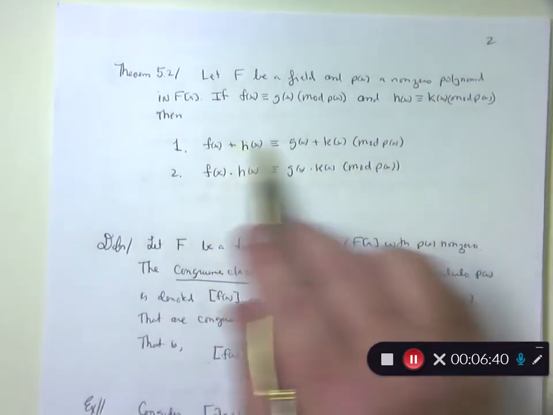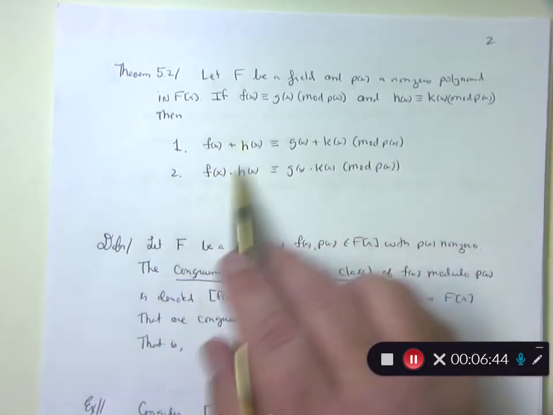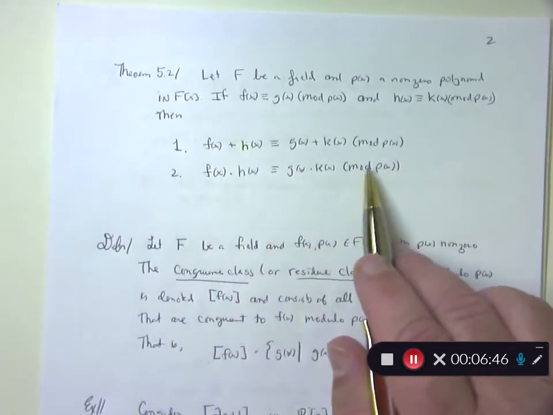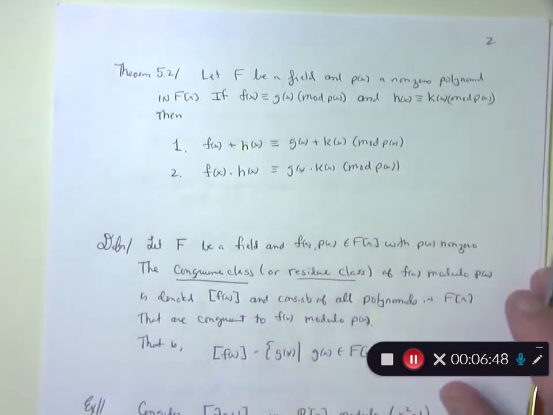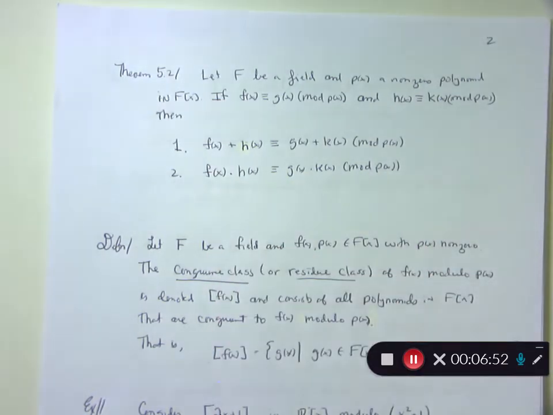You can add congruence classes and still be congruent mod p of x. You can multiply congruence classes and still be a congruence class modulo p of x. So you can add them and you can multiply them. You have ring structure. And because we have ring structure, we're going to have to define what these equivalence classes are going to look like. And notice the notation. Catch a pattern on this class.